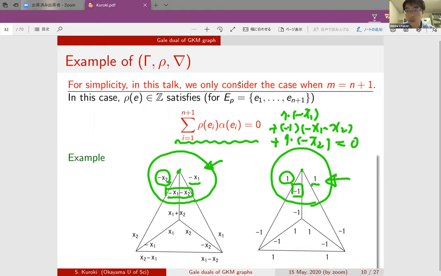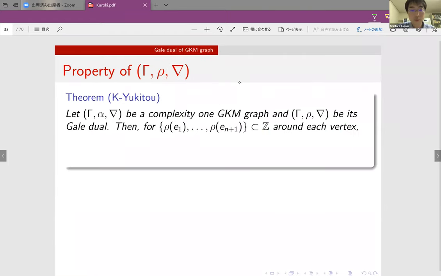And actually, we can also choose the other Gale dual by multiplying by negative signs, but we can identify it up to general linear group actions. In this case, it's just a scalar of minus one. In a similar way, we can also find the other Gale duals like this. Okay, so this is a Gale dual, and Yukito and I found some properties about this. So I want to introduce it. So this is a property.